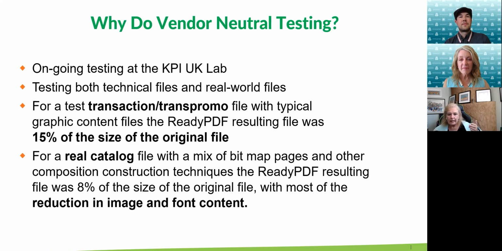And the test bed is transactional, trans-promo, direct mail, and a catalog. And out of that, what we tried to understand is what happens when you run this raw, oddly assembled PDF file to the DFE, and then what happens when you run it through ReadyPDF and you take that same content and you put it through. So what we learned is we could get some optimization. We could get files that were smaller. We found that not only were they smaller, but they were smaller in the right places.